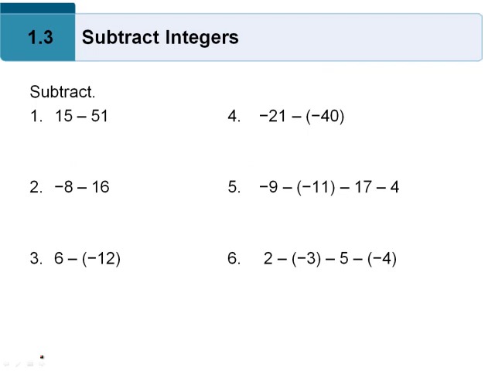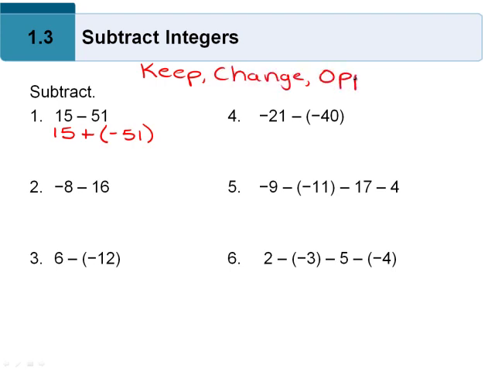All right, so let's look at some of these problems here. We have 15 minus 51. That looks pretty familiar. I think we've done that. So we keep the 15, change it to addition, and take the opposite, negative 51. I'm going to write our phrase up here: keep, change, opposite. Is that something you could write on your test paper? Yes, as long as it comes from your head and not a cheat sheet. So you can write these little notes to yourself to help you remember when you're doing your test.